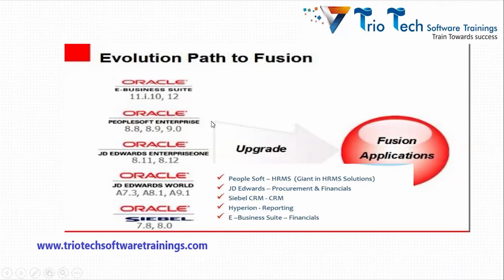As I mentioned, PeopleSoft was for human capital solutions, or you can say HRMS, human resource management solutions, as they were primarily termed. Then Oracle JD Edwards, which was for procurement related aspects and financial functions, the ERP software that they built. Similarly, Oracle acquired Siebel, which was primarily catering to customer relationship management.